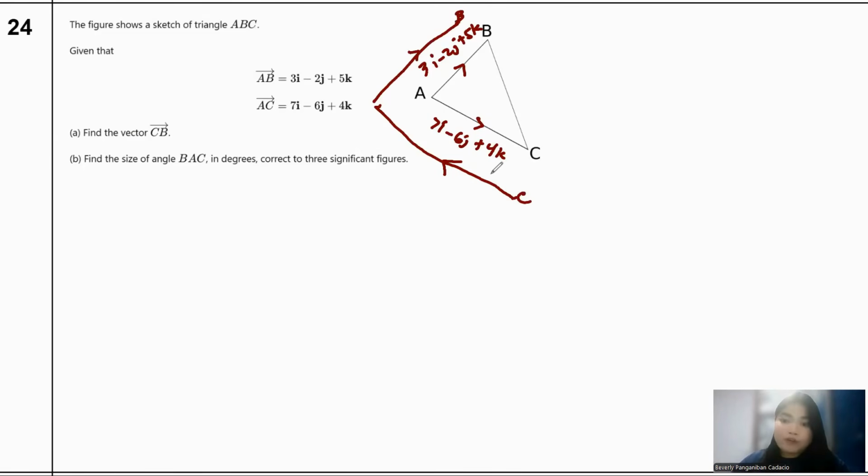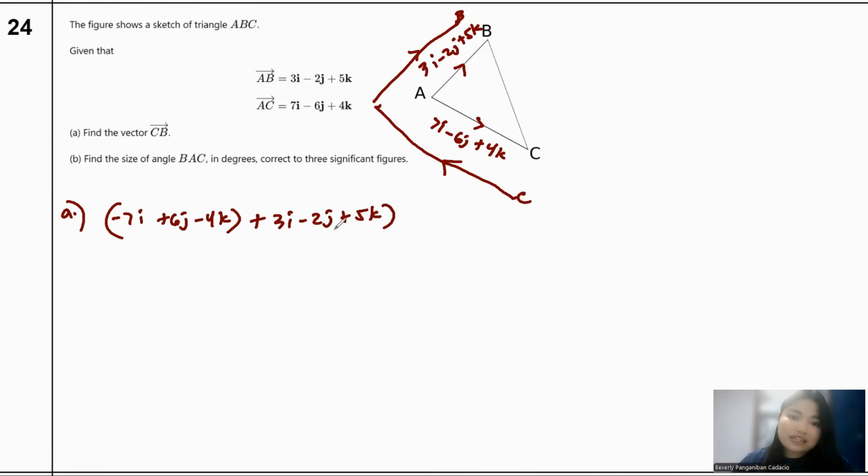And you're just going to add them. Or if you want to minus, it's just the same thing, just like what I did earlier. But this one is not a position vector, like you have 3 letters all together forming a triangle. So what I'm going to do is to add, but change the sign if it's opposite of the direction. So from C to A, I need to interchange all the signs of this vector. So it will become negative 7i plus 6j minus 4k. And I'm going to add that to the next part, which is 3i minus 2j plus 5k.